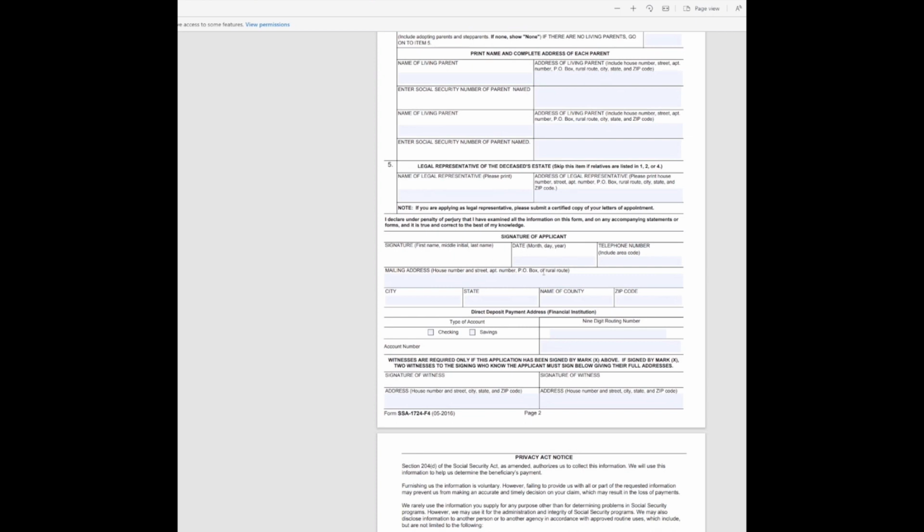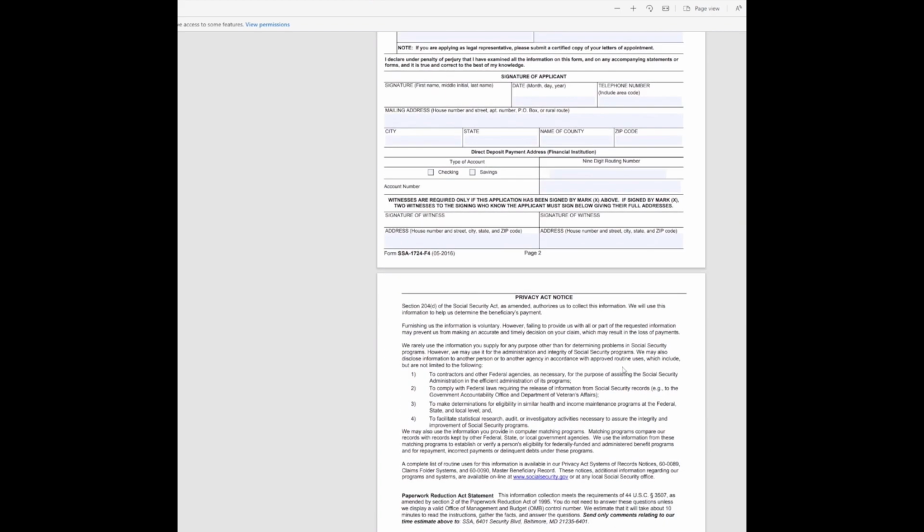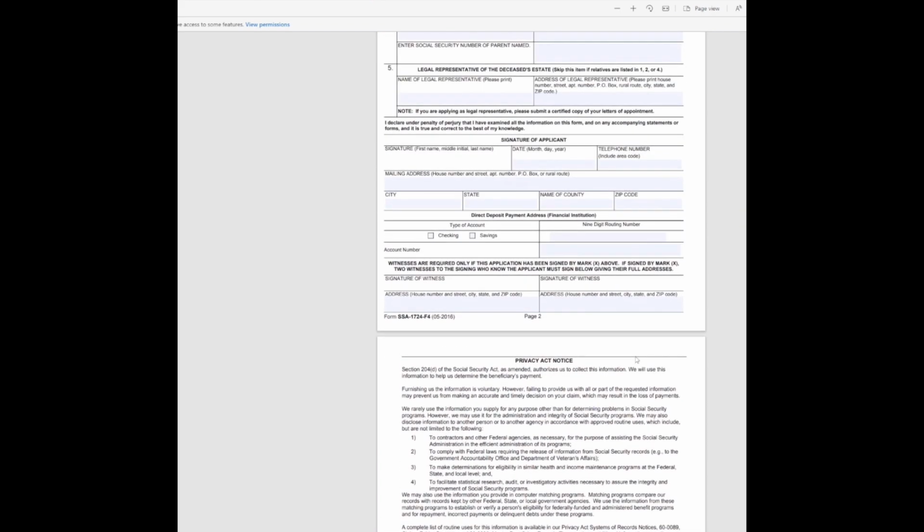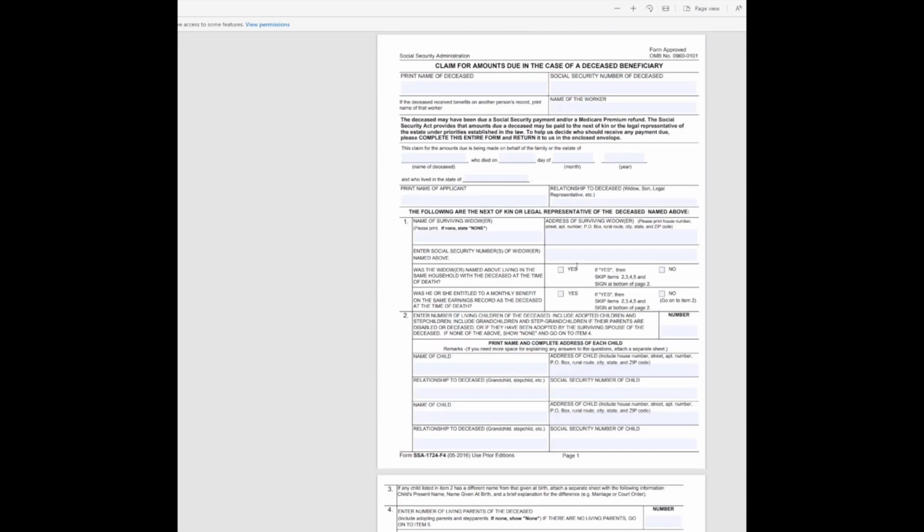So you sign it, you date it, telephone number, mailing address. You want to make sure that all this is good to go. If you're in the process of moving, I would probably just go ahead and wait until your move is complete and your address is updated with the post office so that you get any notifications that you're supposed to get, and then go from there.